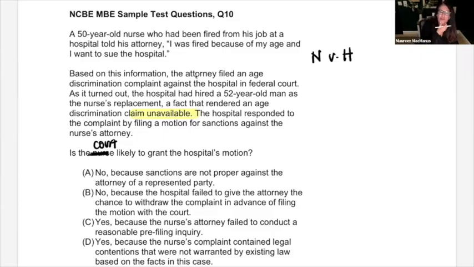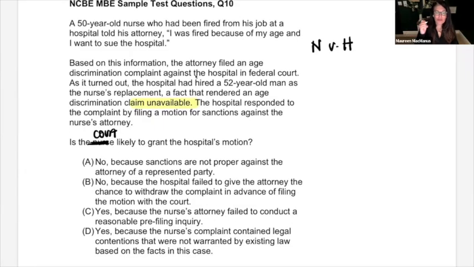So the hospital responded to the complaint by filing a motion for sanctions against the nurse's attorney. So they say, okay, claim unavailable, fine. So they immediately file, instead of doing anything else, a motion for sanctions. This is where you have to know all of those sanctions provisions. This particular one is dealing with Rule 11, because it's dealing with filing a claim that doesn't have a proper factual or legal basis, and they tell us that in the fact pattern.